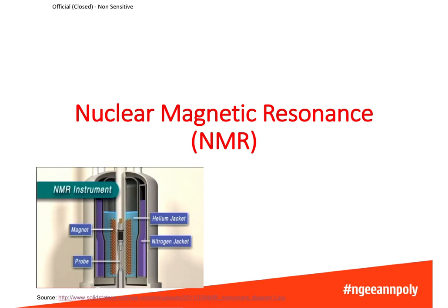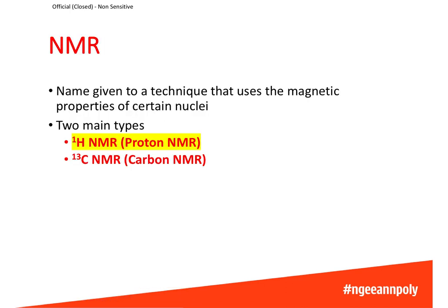In this section, we will be looking at nuclear magnetic resonance, known as NMR. NMR is a technique that makes use of the magnetic properties of certain nuclei, and there are two main types that we most commonly use: proton NMR, which is looking at hydrogen, and carbon-13 NMR. In this module, we will only be focusing on proton NMR. By the way, it is called proton NMR because the nucleus of hydrogen-1 consists of just a single proton.